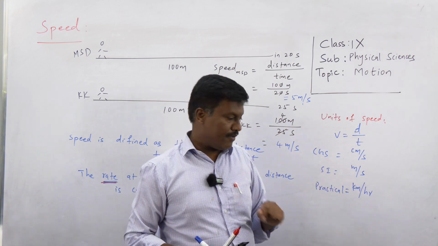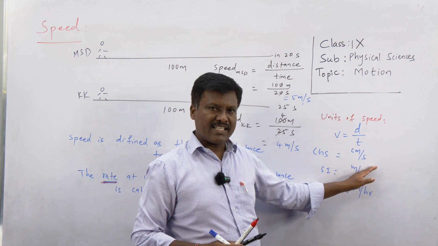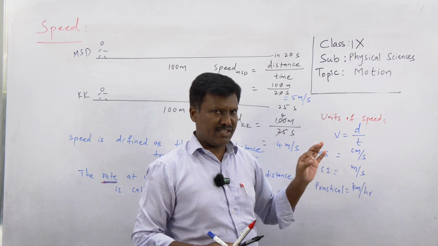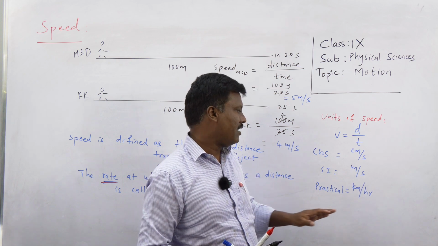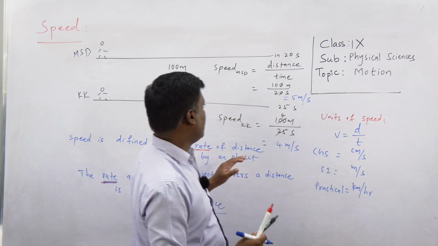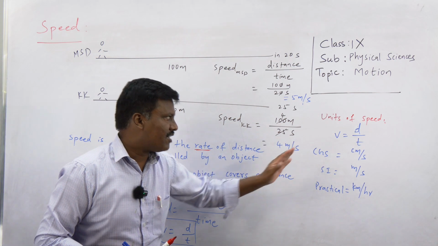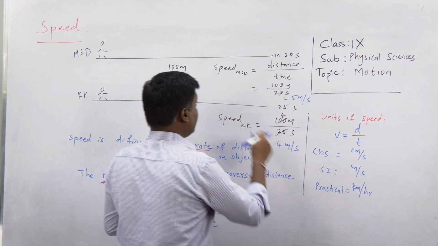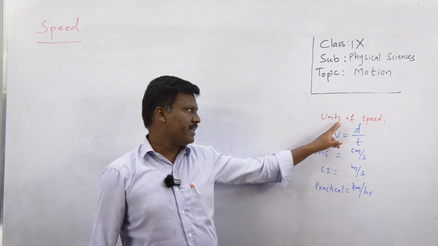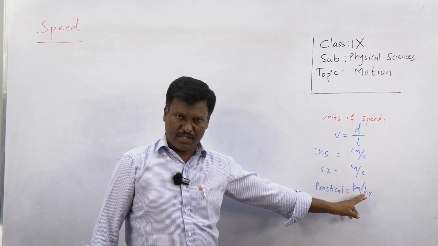Remember, whenever kilometers per hour is given in problems, we have to convert it into the SI system, meter per second, or into centimeter per second if the question is asked in centimeters. How to convert kilometer per hour into meter per second, we will discuss. Meanwhile, please note down the definition of the speed and also the units of the speed. What is the CGS unit of the speed? Centimeter per second. SI unit, meter per second. Practical unit, kilometer per hour, right?